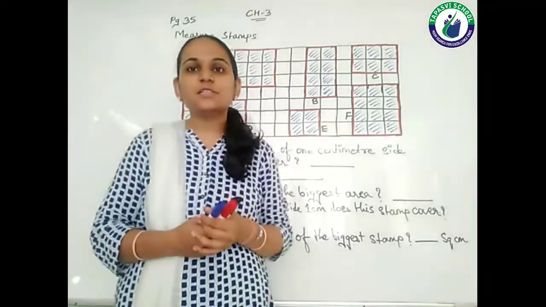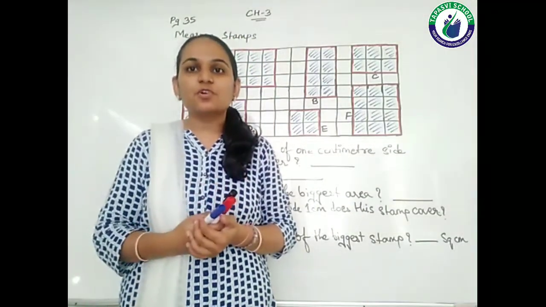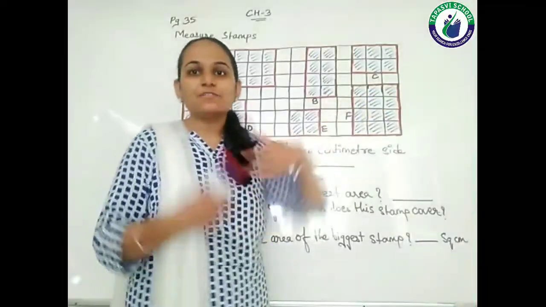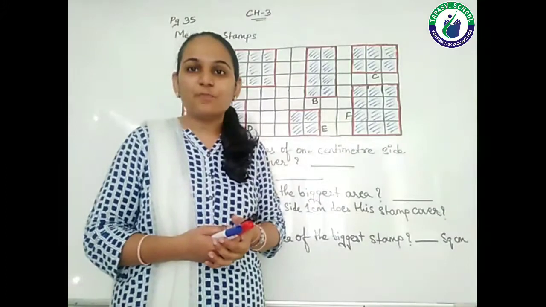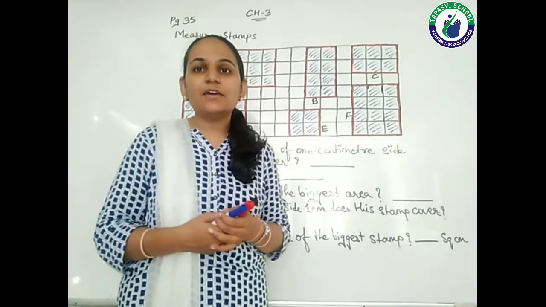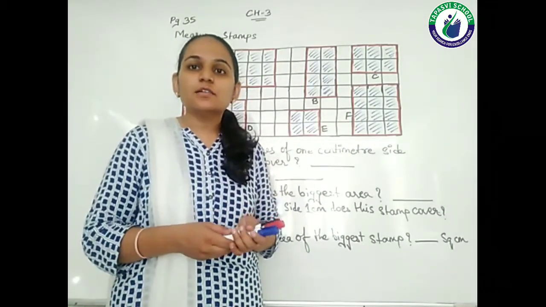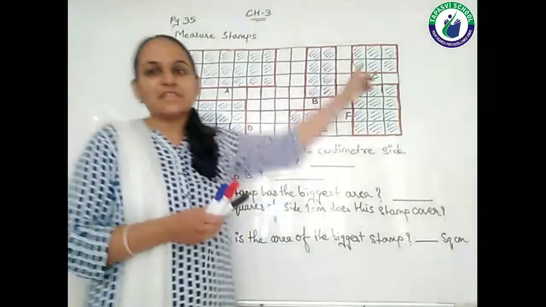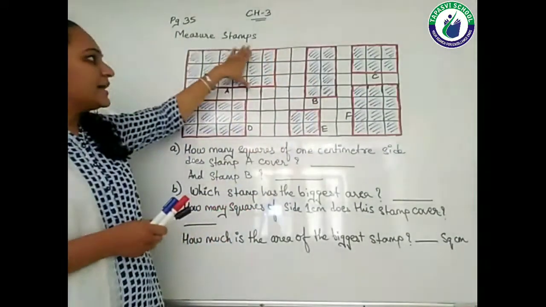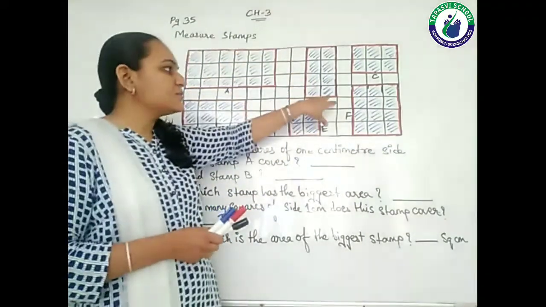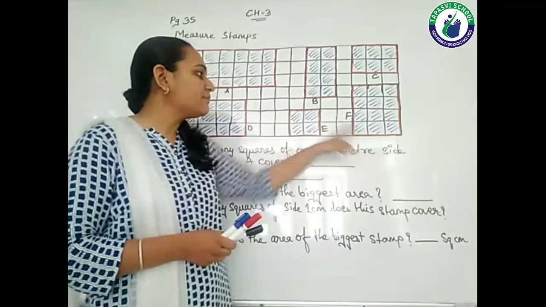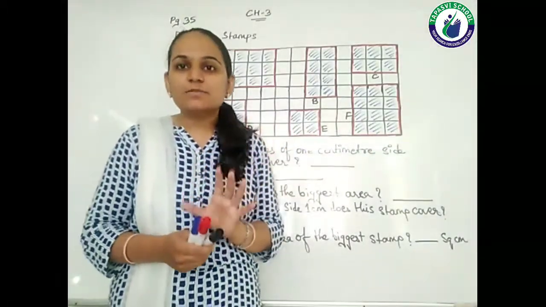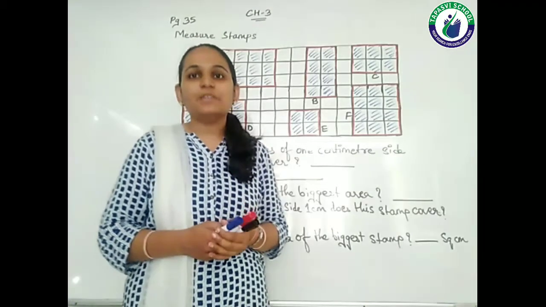Measure the stamps, students. If you look into your textbook, you will find the stamp pictures over here. I am not able to draw that much of pictures, so I have only used coloring markers to show you these are the places where the stamps have been. At this place stamp A is there, this place stamp B, stamp C, stamp D, E and F. These are the stamps which are there in your textbook also.